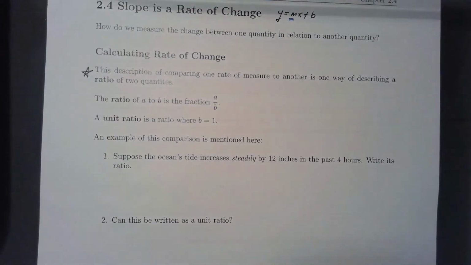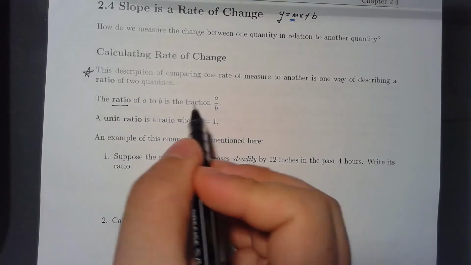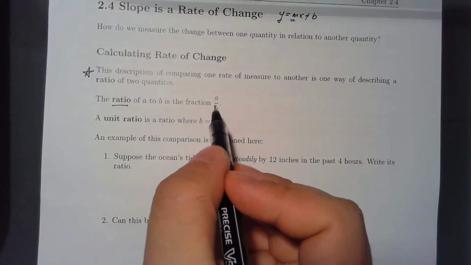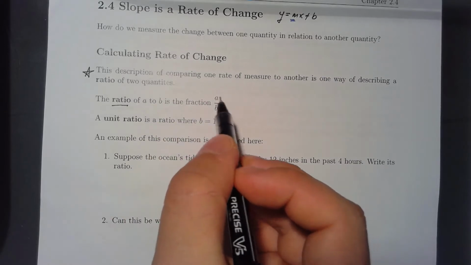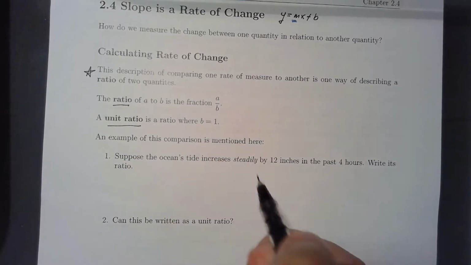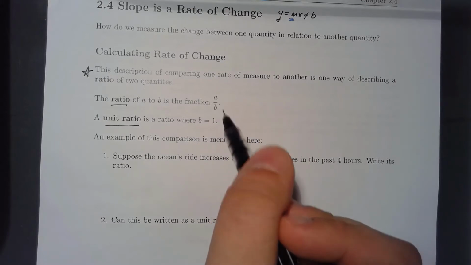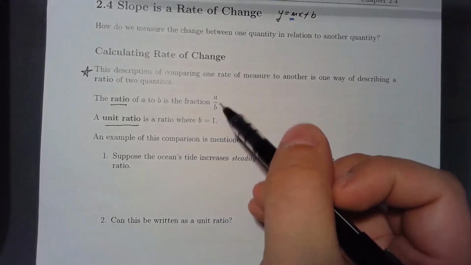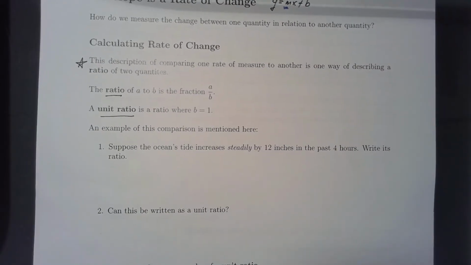Something you're probably familiar with in a basic math class, or you've seen already, is a ratio. And all a ratio is, is a fraction. But this fraction really is a comparison of a to b, and we just write it as a fraction a over b. A unit ratio is where the b value is 1. There are literally hundreds, if not infinite, examples of ratios and unit ratios. We work with them all the time in the real world, whether you realize it or not.